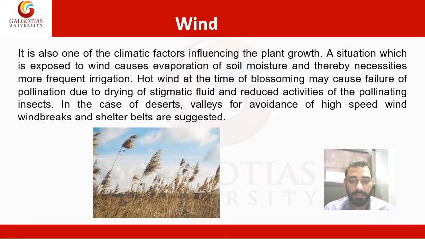In the case of deserts and valleys, to avoid high-speed winds, windbreaks and shelter belts are suggested. By establishing tall windbreaks and shelter belts, we reduce the wind effect on the main crop. Hence, the pollination percentage can be increased. Ultimately, the fruit set will also be increased.